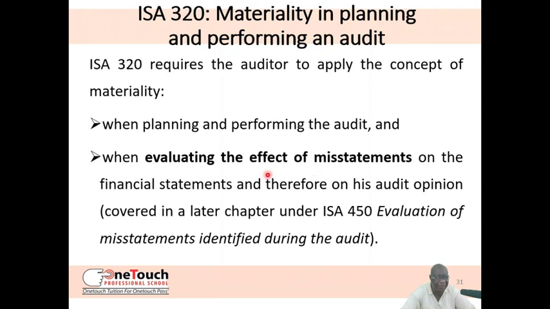So we are evaluating the effect of misstatement on the financial statements and therefore on the audit opinion. We are doing all these things because auditors don't do a 100% job. We do sampling, so you have to find out how you are going to select your items for testing. Some items may be selected based on the nature of the item. Others may be selected based on the materiality threshold you have. So let's continue.